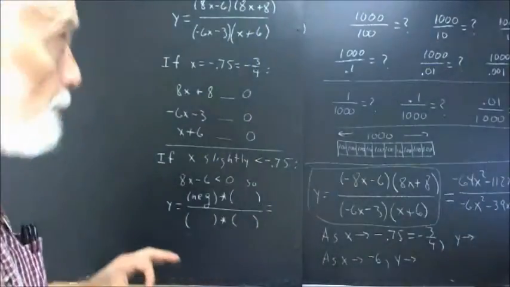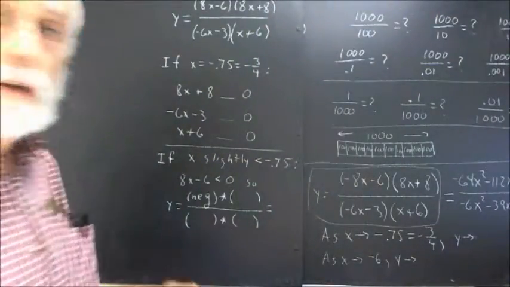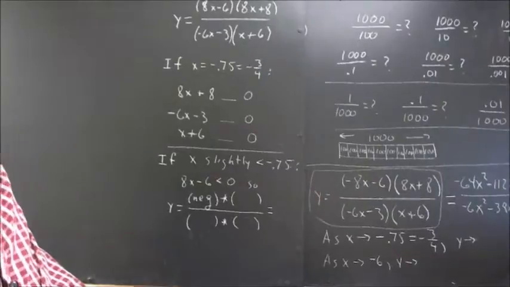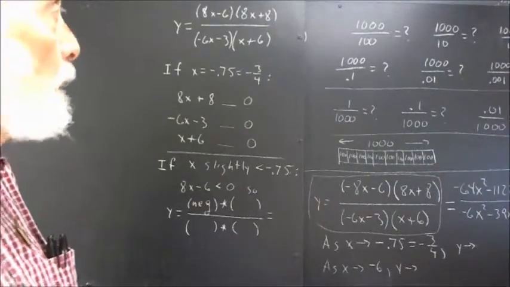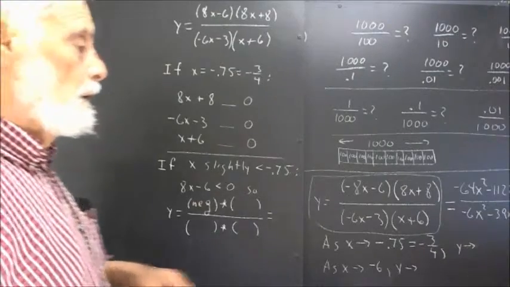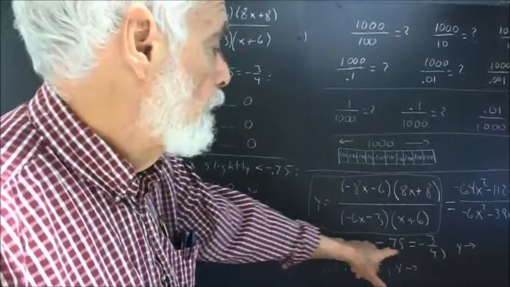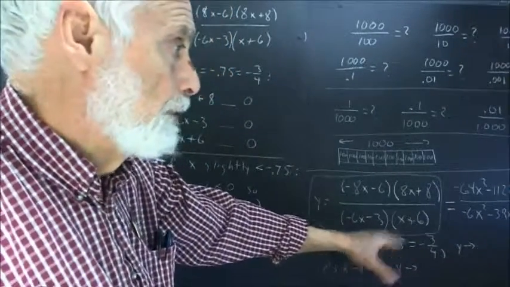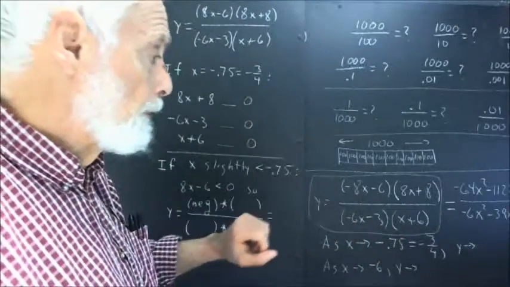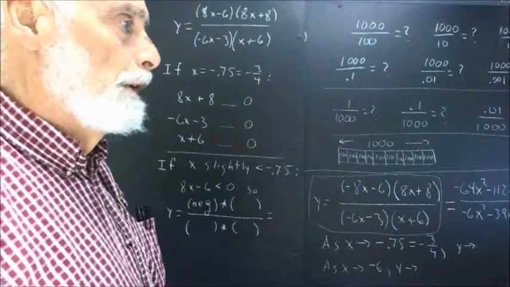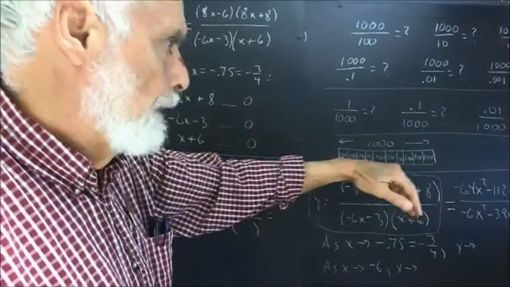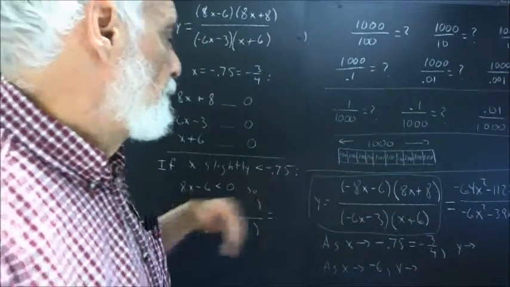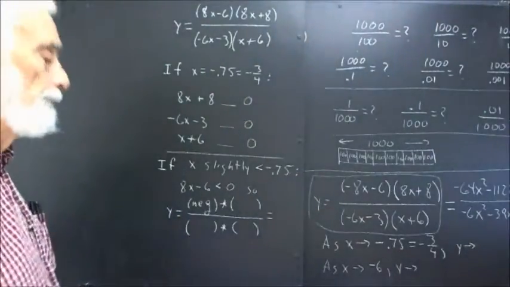Now there's still more that we want to know, though. What we would like to know is, if we go a little bit on one side of negative 3/4, say x a little bit less than negative 3/4, is y going to be positive or negative? And if we go a little bit to the right, a little bit greater than negative 3/4, is y going to be positive or negative?